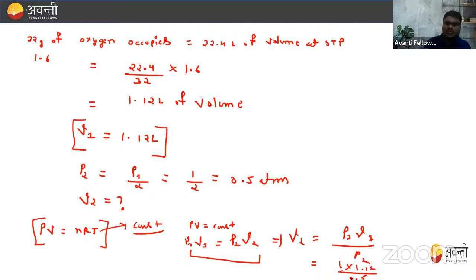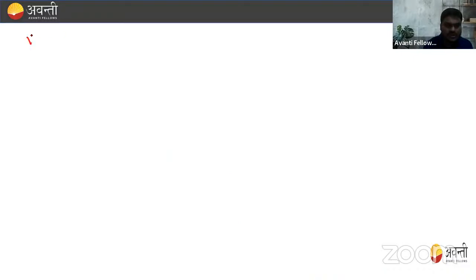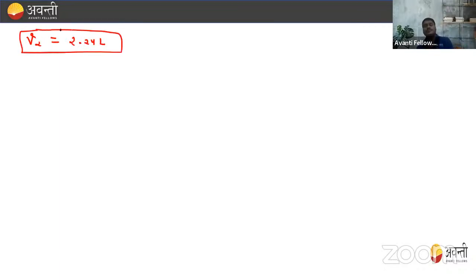Okay. So on solving, you'll get V2. V2 comes out to be 2.24 liter. So this is the value of the volume. Okay, so in this way we can calculate V2, the volume. This is equal to 2.24 liter. So I hope this is clear to all of you.